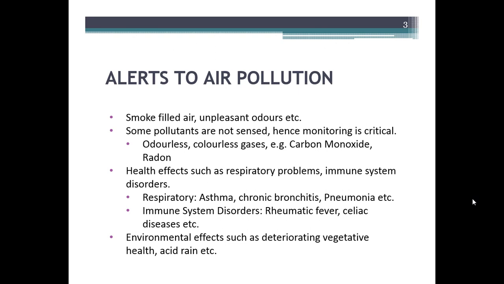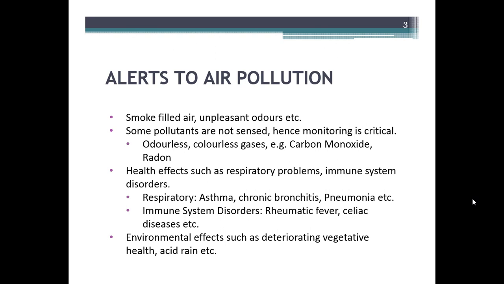Some gases, for example, may be odorless, you can't smell it. It may be colorless, you can't see it. Some examples would be carbon monoxide, carbon dioxide, radon, etc. So where you have situations for potential release of some of these harmful gases, particularly when they reach a certain threshold, when you pass that threshold of release into the atmosphere, that's when it becomes dangerous. So if there is a risk of that, this is when it's very important for you to be monitoring.